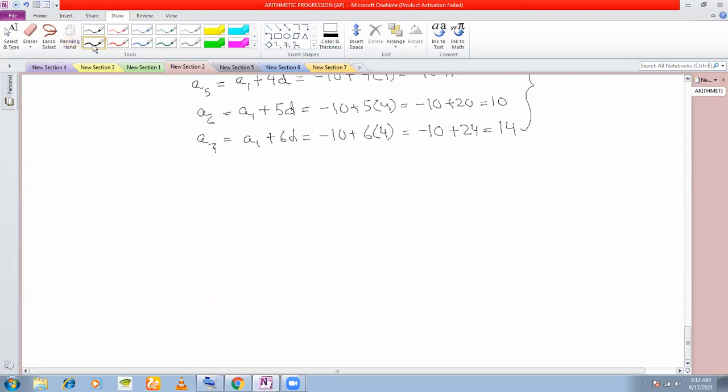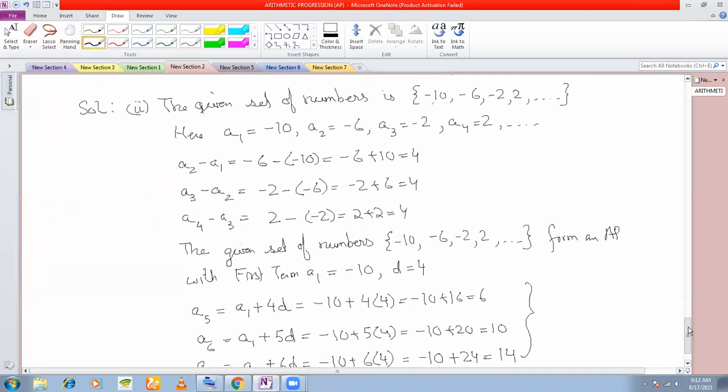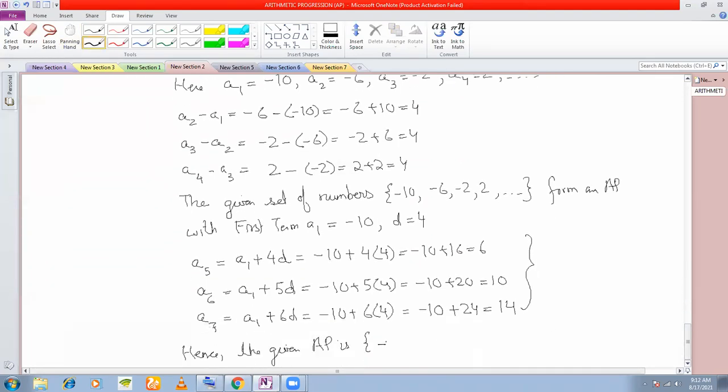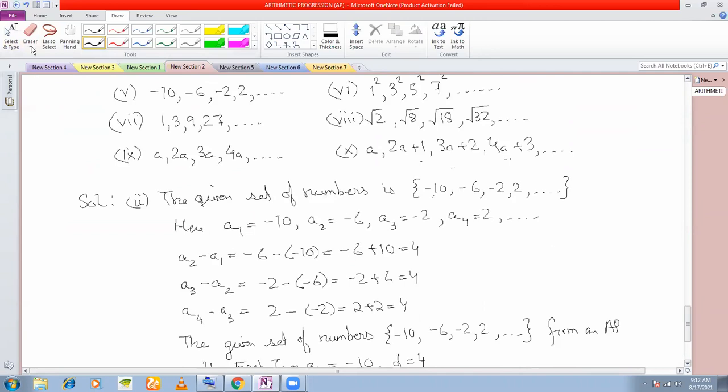Therefore, what is the AP? Hence, the given AP is the first four terms right as it is, -10, -6, -2 and 2. And the next three terms we have found here, the next term is 6, and then the next term is 10, and then the next term is 14. And this will continue. Okay, so no questions till this part. And move to the next part then.